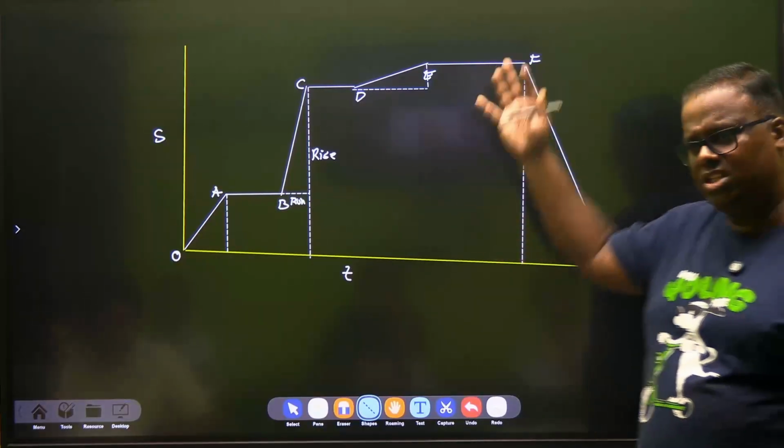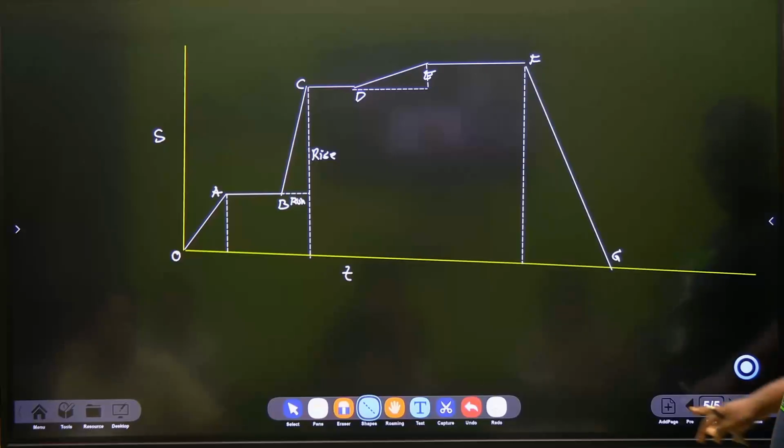So let's change this graph now. Okay? And let's go to your interesting graph.